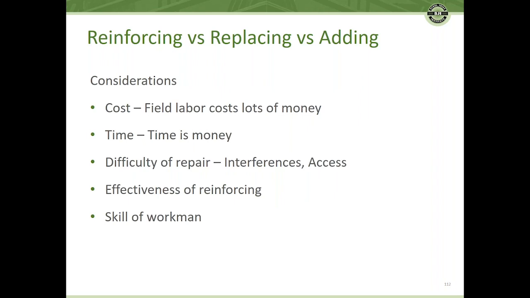When we look at reinforcing versus replacement and adding, the cost of the field repairs is going to be lots of money in comparison. That's where most of the money is going to be. Time is money. We need to look at the difficulty of the repair, interferences and access points, and the effectiveness of the repair. You know, what we're doing is, are we really adding capacity, or are we just putting stuff on the joist that may or may not have our desired effect? And then, of course, the skill of the workman.